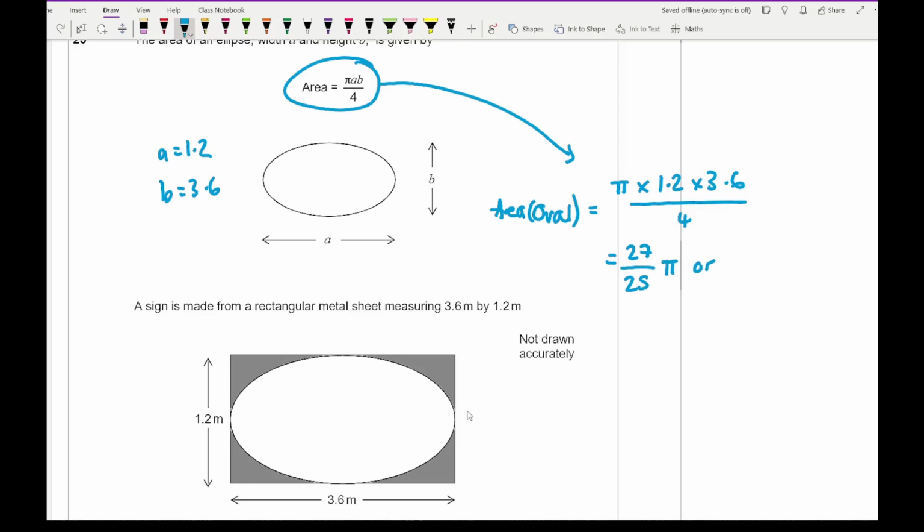Or I can write that as a decimal, which, just bear with me while I type that all in, gives me an answer of 3.3929 and so on. Now the area of the rectangle is just the base times the height, so that's going to be 1.6 times 3.2, and that gives me an answer of 4.32.